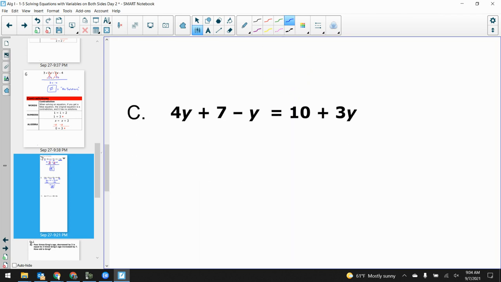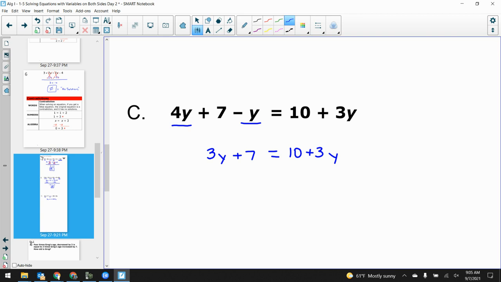Take a look at our last one here. 4y plus 7 minus y is equal to 10 plus 3y. All right, I've got 4y minus y to get 3y. Nothing to combine on the right side. I see again, my variables are matching. Now, if my variables weren't matching, I'd just solve this like any other equation. Like if this was 2y plus 7 is equal to 10 plus 3y. Okay, I've got a little guy. Move it over and solve like I always would.